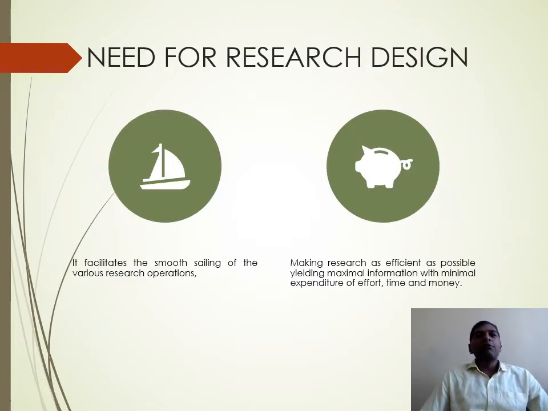Next is why we really need a research design. See, everything we do, we go with a proper plan, and this plan always helps us to get good results. So whenever we plan to have our own house, first of all we draw a structure. Before that, we go for a problem statement. What kind of house we need, how many rooms we need, what kind of amenities we need in that particular house. So we define all those. This is known as the problem statement.